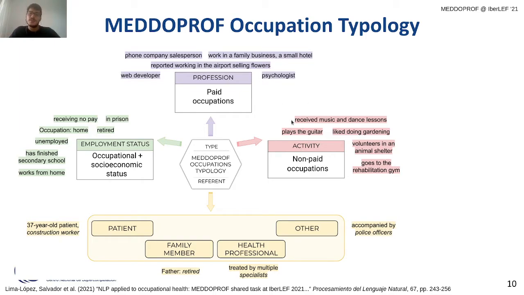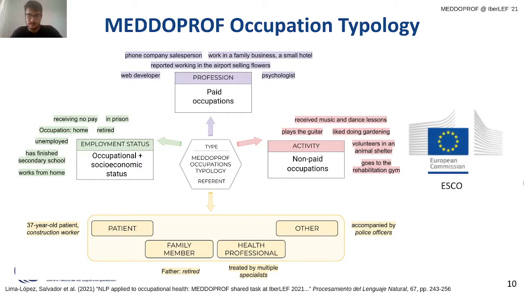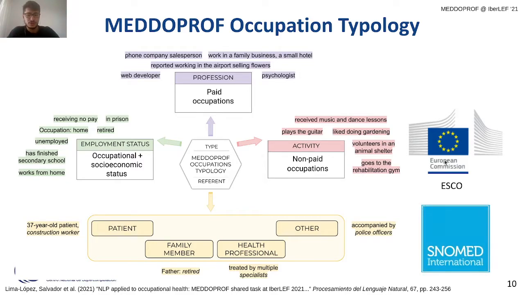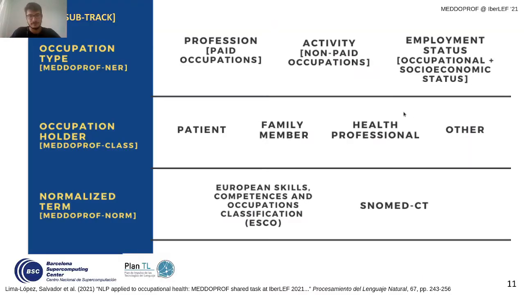And we also normalized all of these occupations to standard terminologies. The first one we used was ESCO, which is the European Skills, Competences and Occupations classification. And we also used SNOMED. I will go a little bit more in depth into this later on.